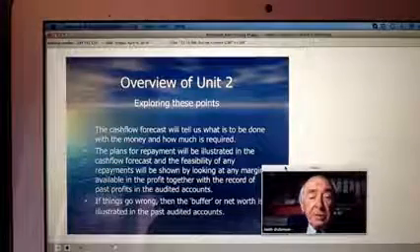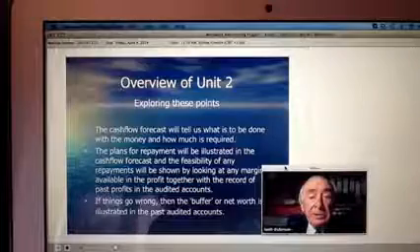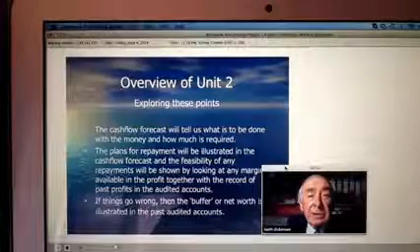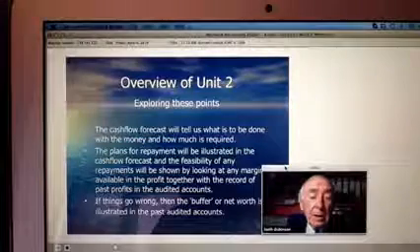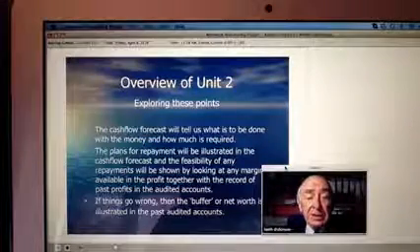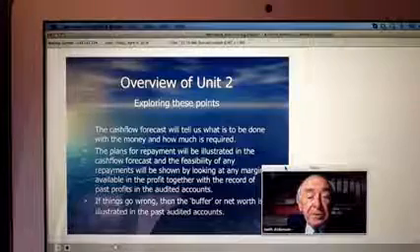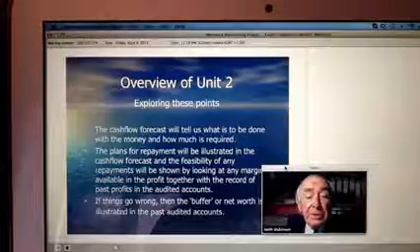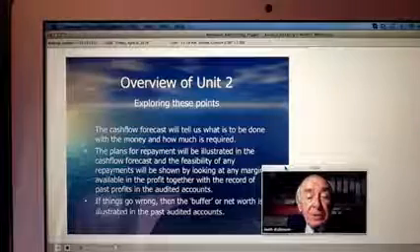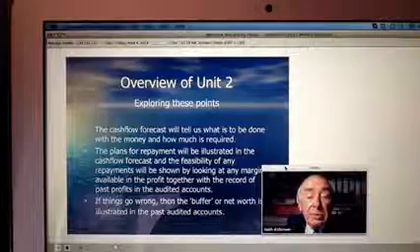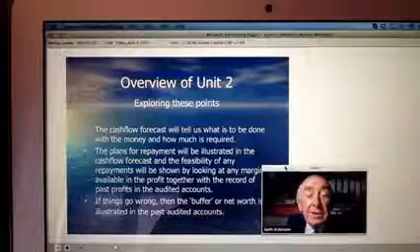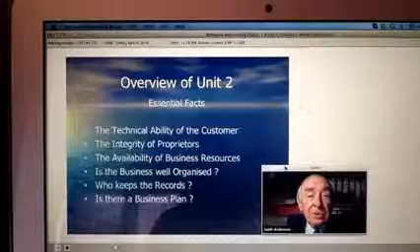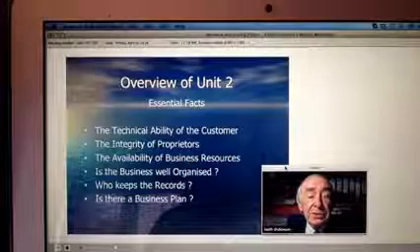A cash flow forecast will tell us what is to be done with the money and how the money will come and go in and out of the business. The plans for repayment will be illustrated in the cash flow forecast and the feasibility of any repayment program envisaged. If things go wrong, then the buffer is the net worth of the business, and we hope there's plenty of net worth within the business when we lend to it.